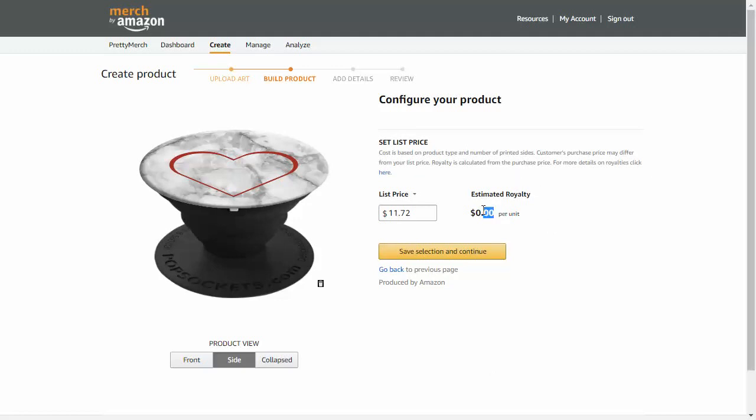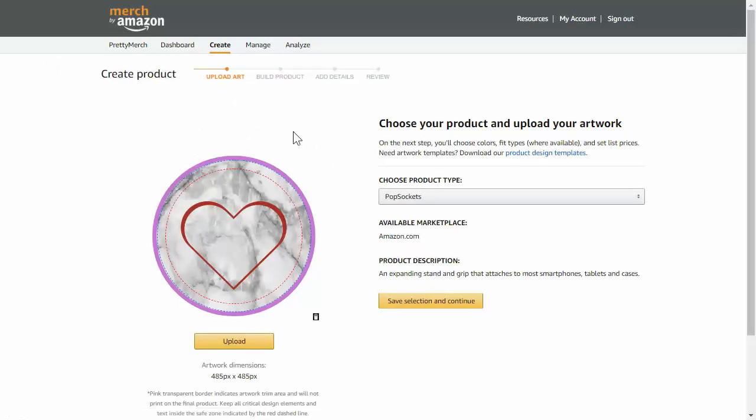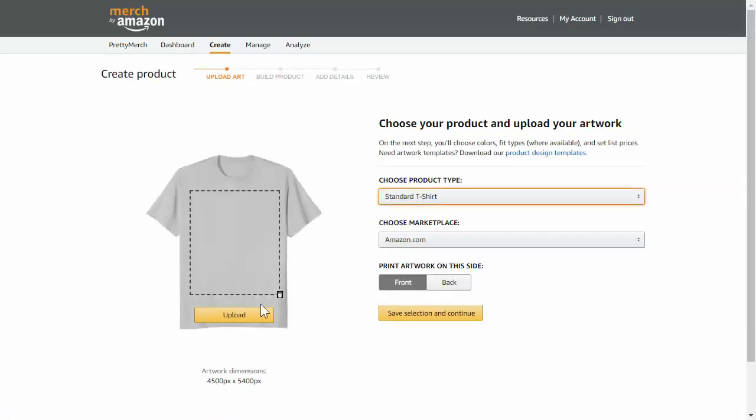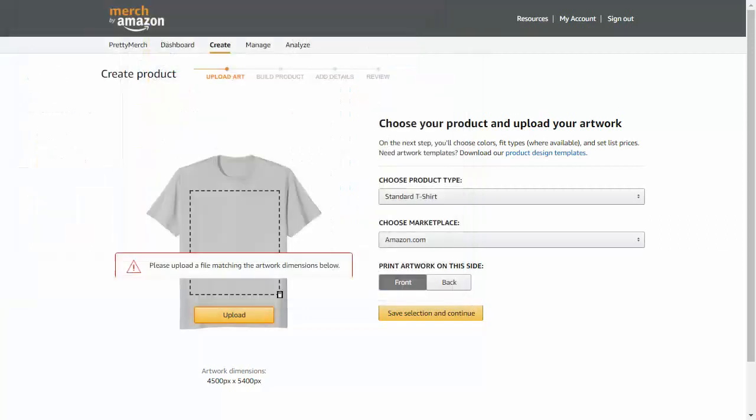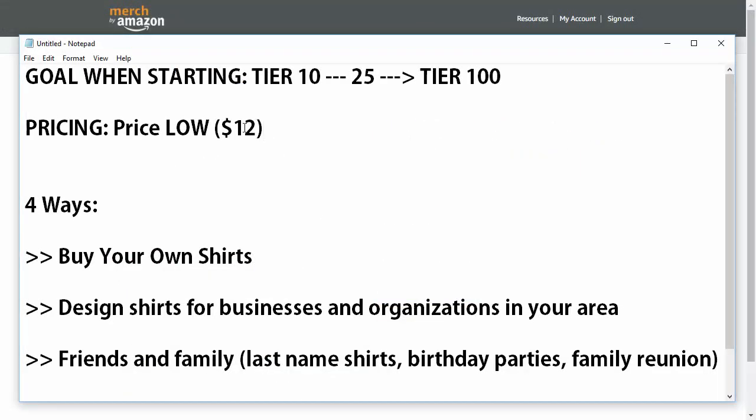You're going to earn $0 per unit, which is fine because all you're trying to do is get to 25 units sold. So let's go back, and I'm going to upload something else with a standard t-shirt. I don't think I have any on here right now that are in the correct format. I'm pretty sure it's around $12 for a t-shirt. So you can do either pop sockets or t-shirts. I would suggest using t-shirts for this, but you're going to price them low, at 12 bucks.